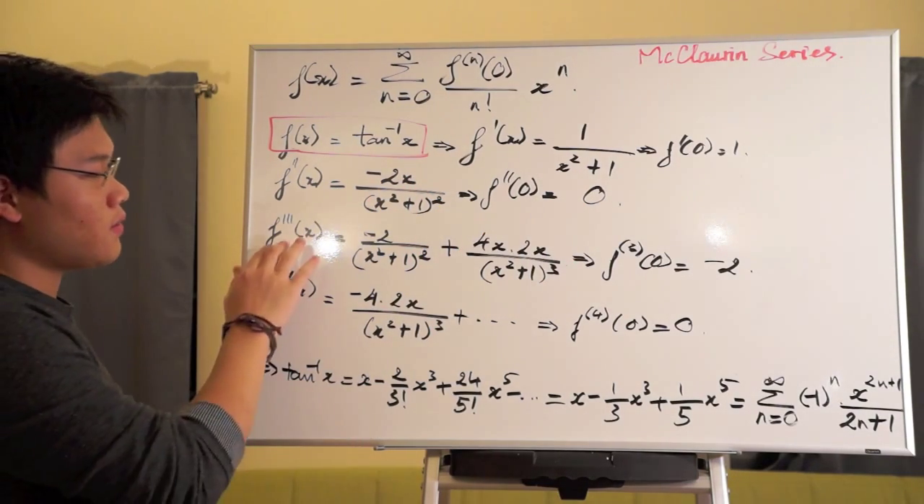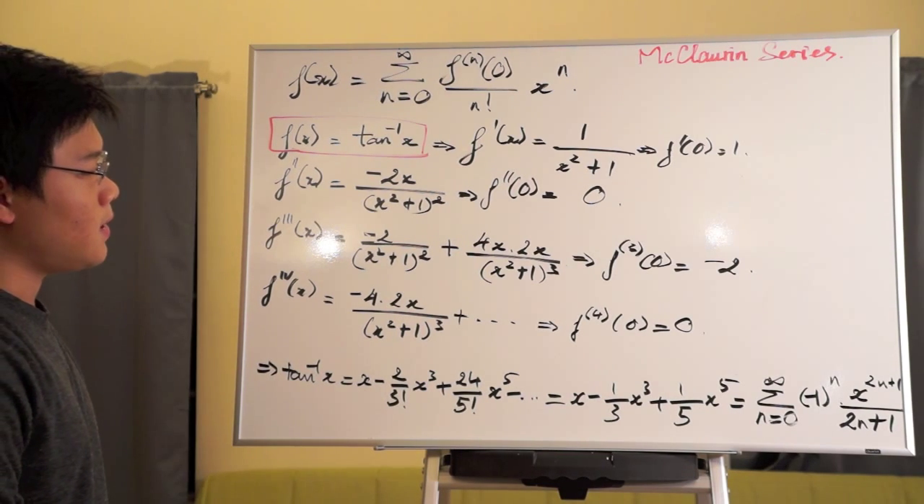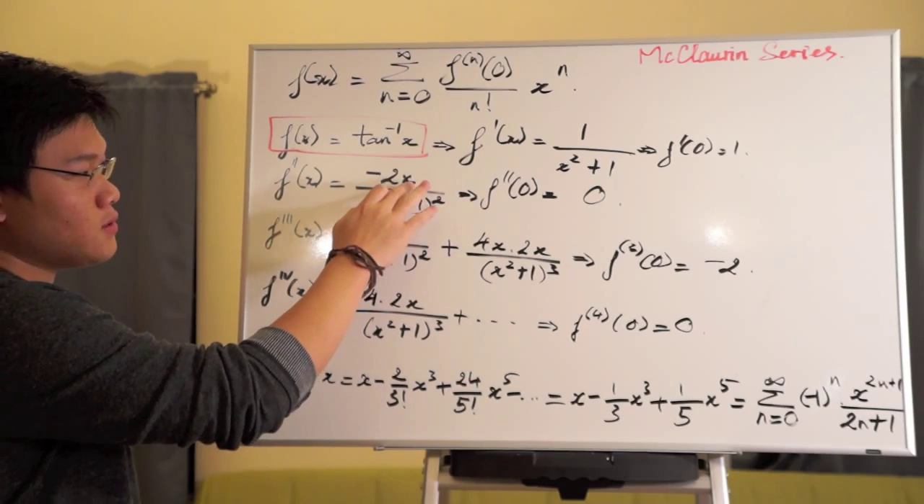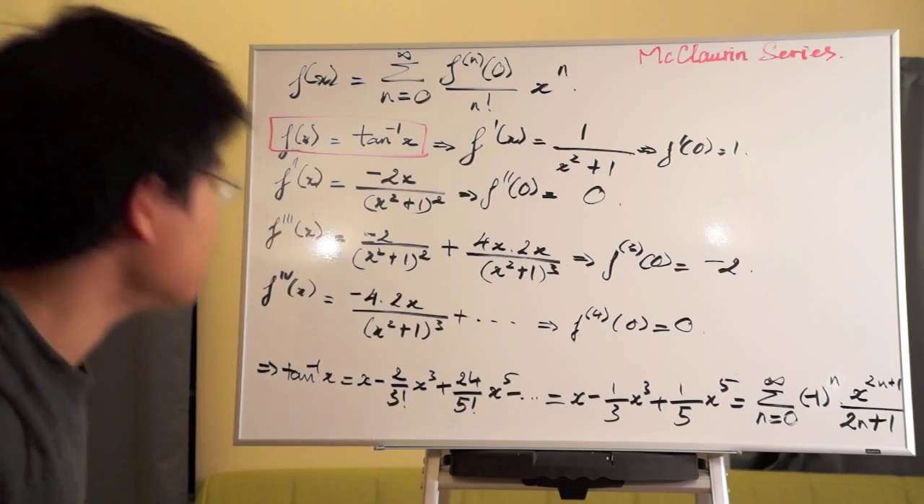So we go ahead and find the third derivative of inverse tangent of x. We can treat this product here as two entities.